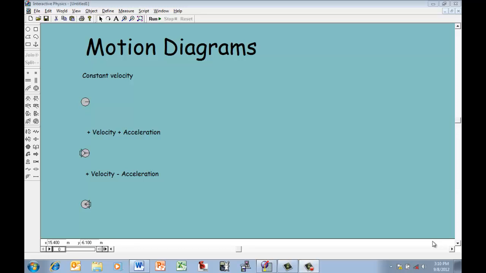So imagine an object is moving and you've videotaped it, and then you go back and watch it frame by frame. And how much motion happens during each equal time interval can give you an idea of what's going on.